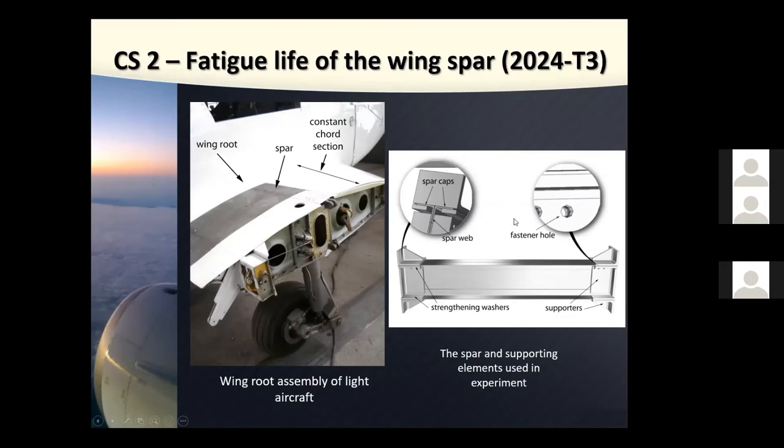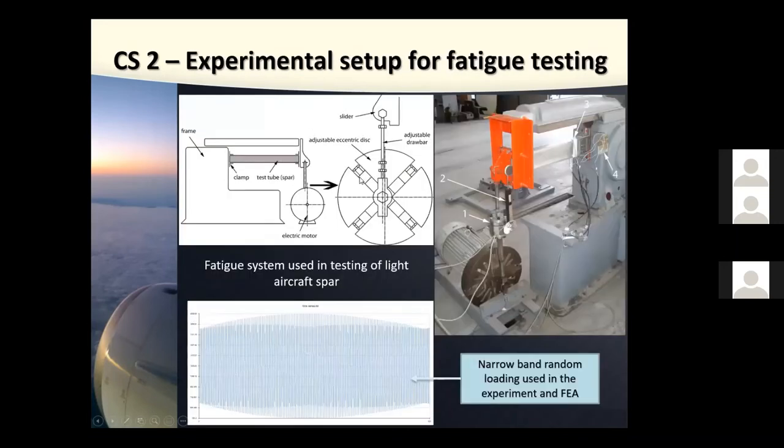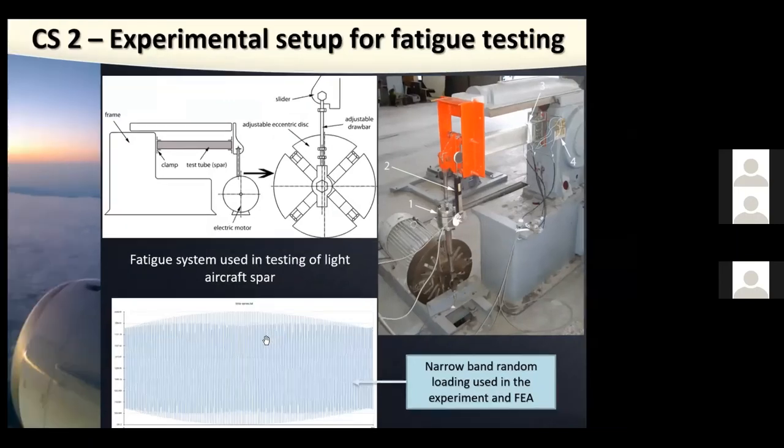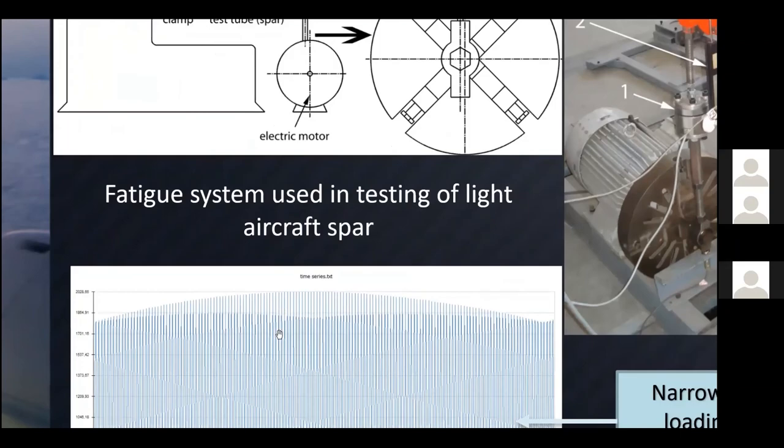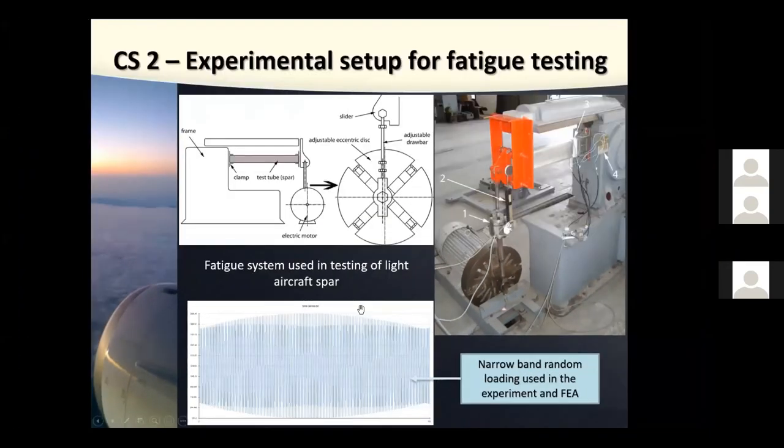So you can see here the model of the spar made in, I believe, Catia software. And then this is our experimental setup that we use for fatigue testing, to introduce here a load which has this narrow band random shape, which means that we have oscillations up and down. And the maximum measured displacement during the experiment was 3 millimeters, okay? Which is for this part, let's say, too much, but we wanted to finish this experiment in some reasonable time.